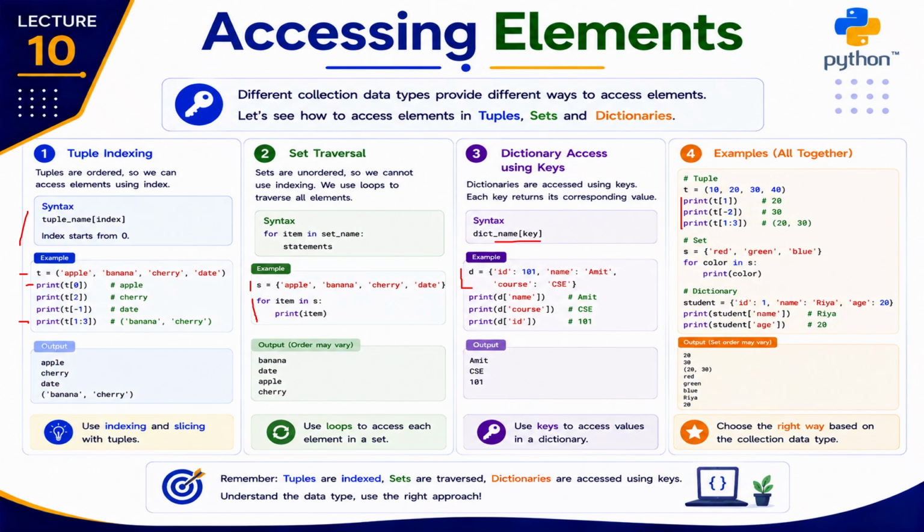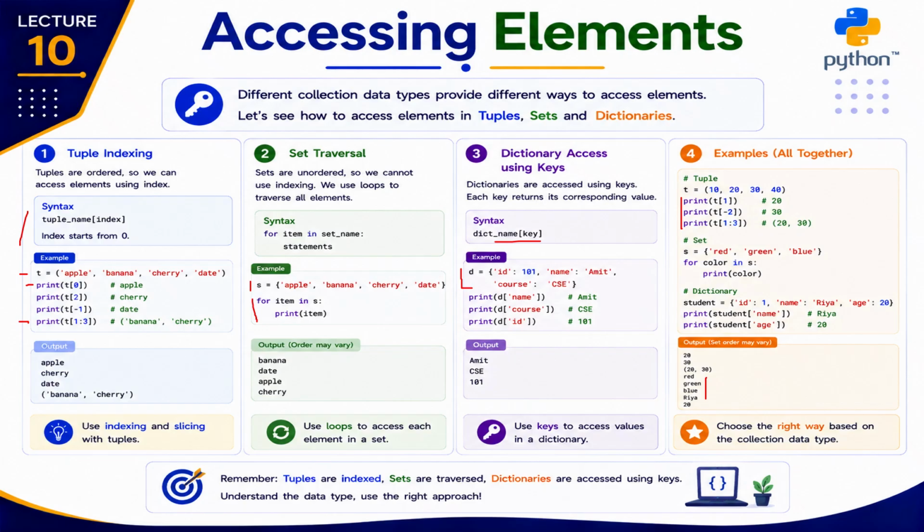Now the set contains red, green, and blue. So with the loop, we can get all the values in the set. You can see. Now in dictionaries, you can see a dictionary here. With the first statement, we get the output Arya. With the second statement, we get the age 20.